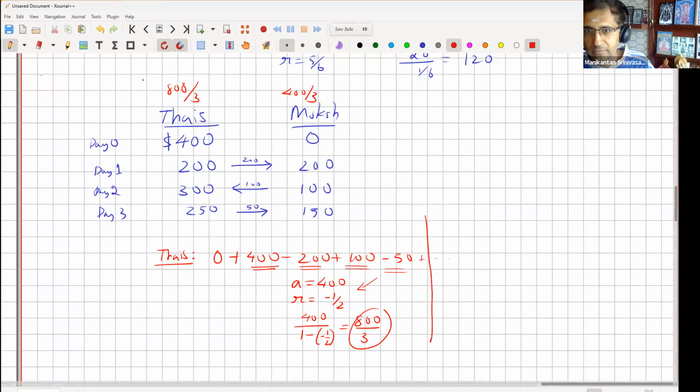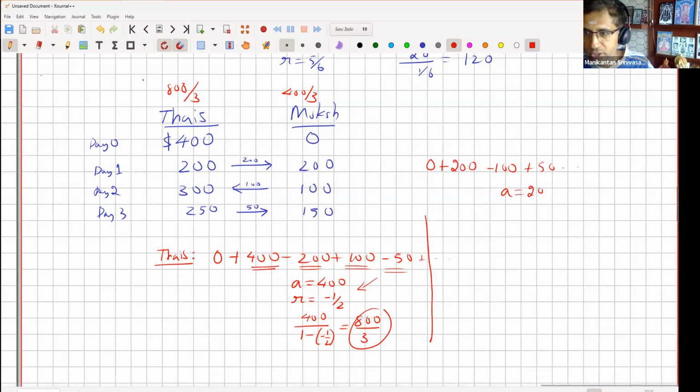So Moksh started with 0. The first day of his gain was 200. Then he got a loss of 100, gain of 50, and so on. So independently, I'll do Moksh separately. R is minus half again. So it's 200 upon 1 minus half, which is 3 by 2. So which is 400 by 3.